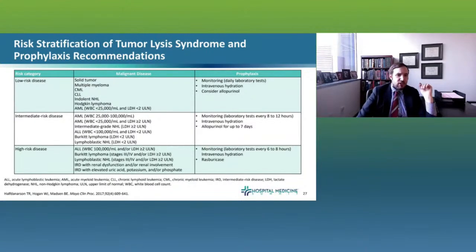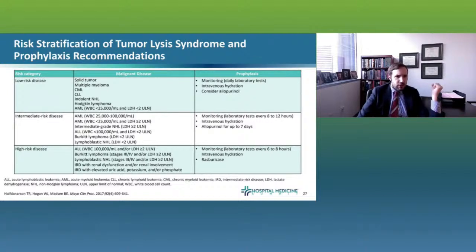But yeah, you can risk stratify them to some extent with WBC greater than 25,000. Clearly, an AML patient that has a WBC of 100,000 is going to be at a lot higher risk for TLS compared to someone less than 25,000. We also tend to see a higher risk of TLS in certain subtypes of AML, like APML or acute promyelocytic leukemia. Food for thought, it also has a higher risk of DIC. That can be life-threatening, but that's not part of this talk.